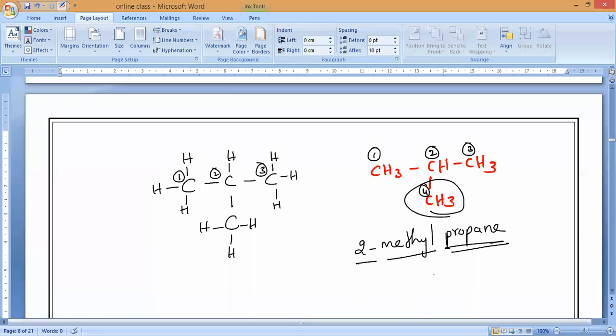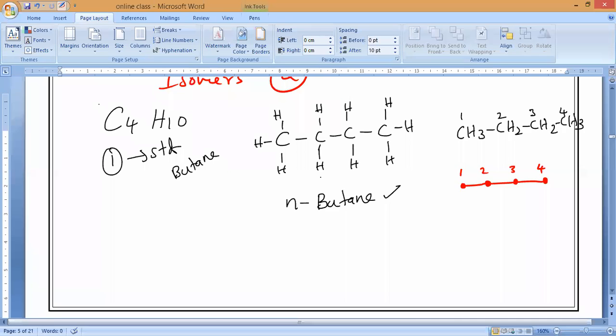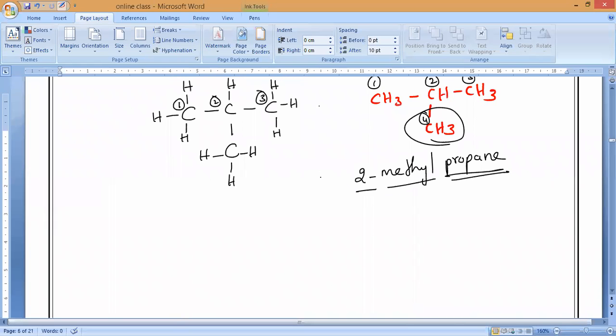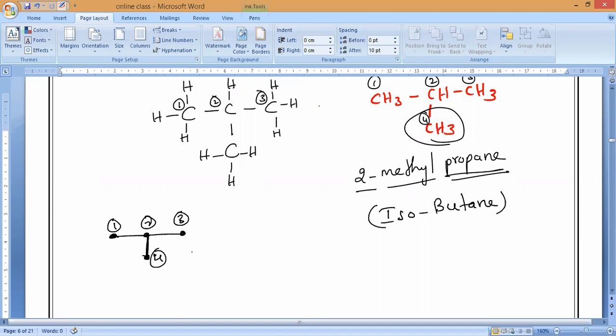So 2-methyl propane. What is another name of this one? 2-methyl propane we can also call iso-butane. Nobody will remember it, iso-butane. Now the carbon structure is like this: three carbons are like this and one is like this. This is a branched chain of carbon atoms. Okay, guys? A branched chain of carbon atoms.